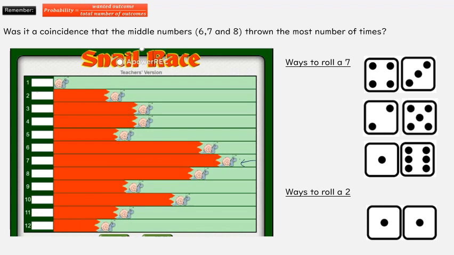So we've got to think about how many different possibilities there are. With 7, there was 3 different possibilities, so we would expect an outcome of 7 to happen a lot of times. Whereas with 2, you can only get a 1 and a 1. So when we had a look at the snail race, we would expect 2 to not do very well. We could say for sure at the start that 1 wouldn't move ever because it's impossible to roll a 1 with 2 dice.